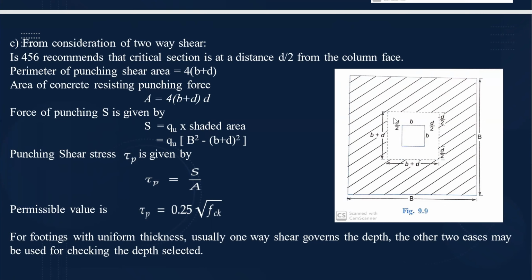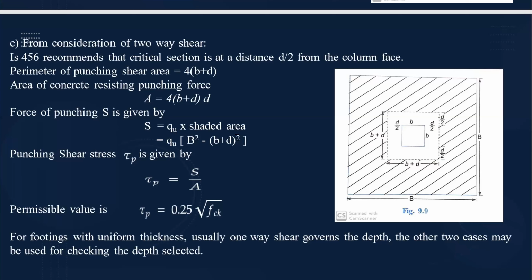The perimeter for this punching shear area is 4 times of B plus D. How is it coming? B plus D by 2 plus D by 2. So it is coming to be B plus D on all the four sides. Now the area resisting punching shear will be the perimeter into D. The punching shear force is given by QU into the shaded area.